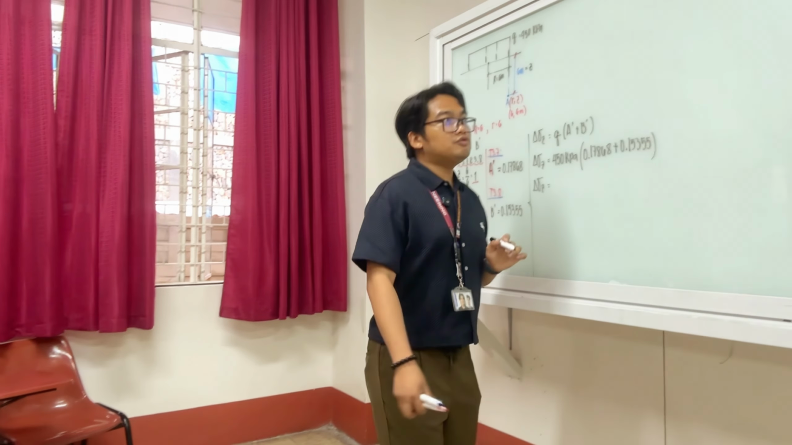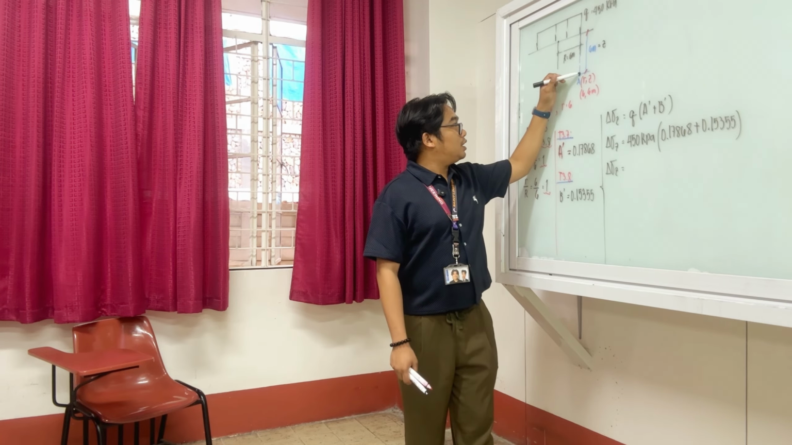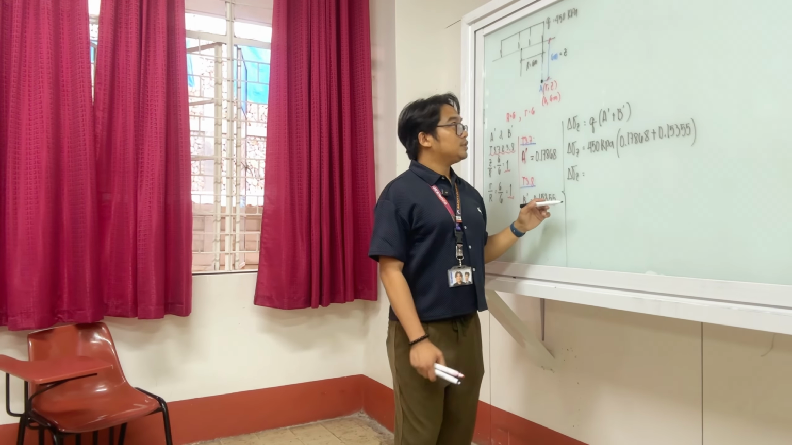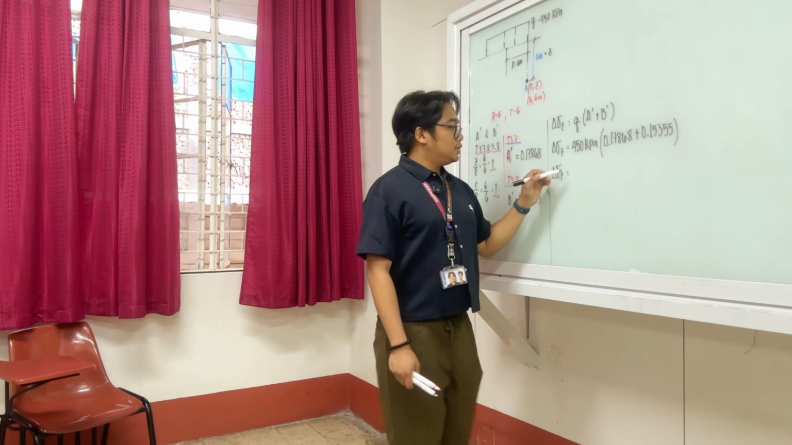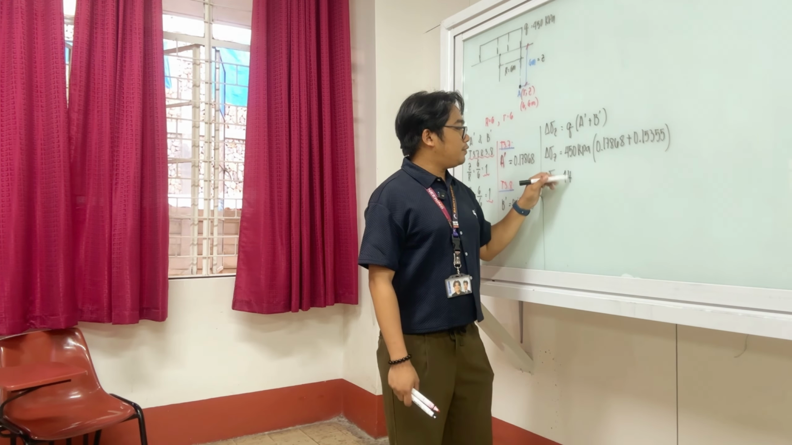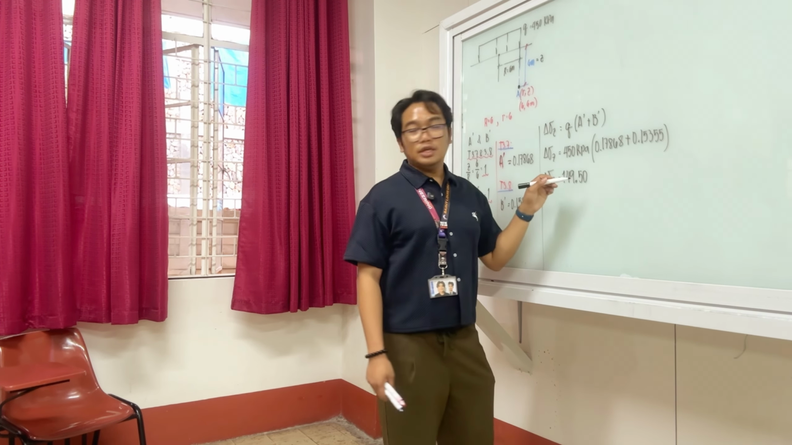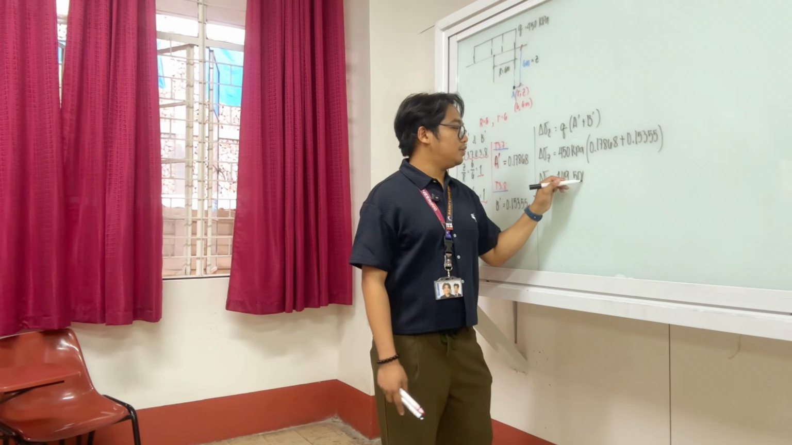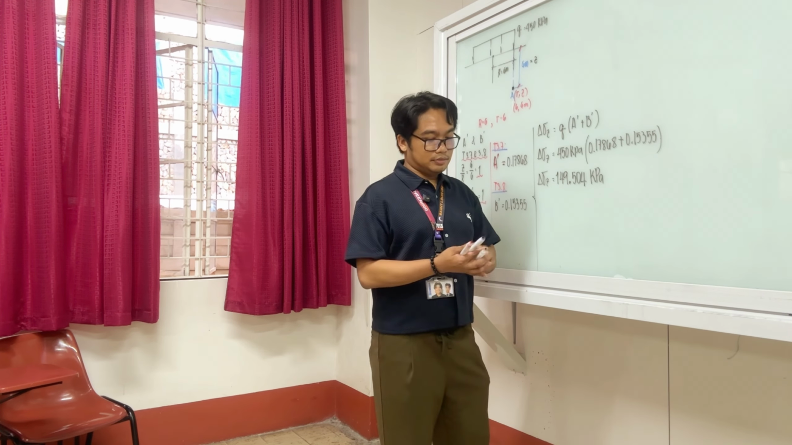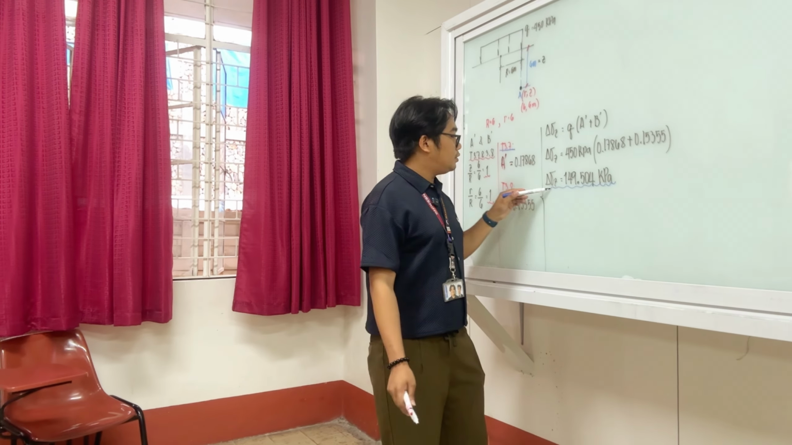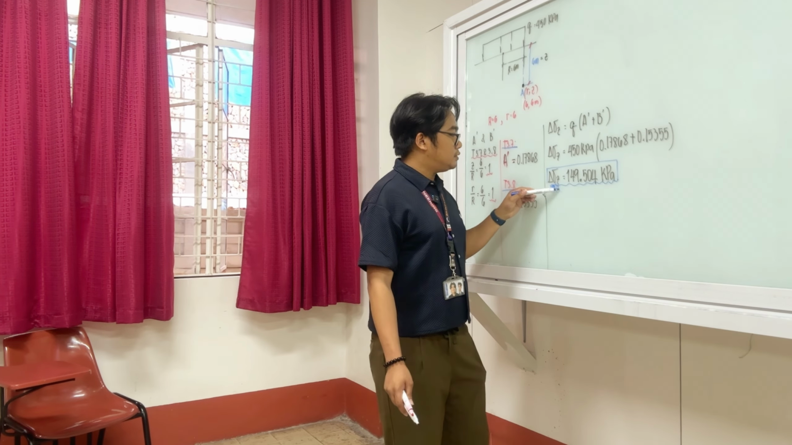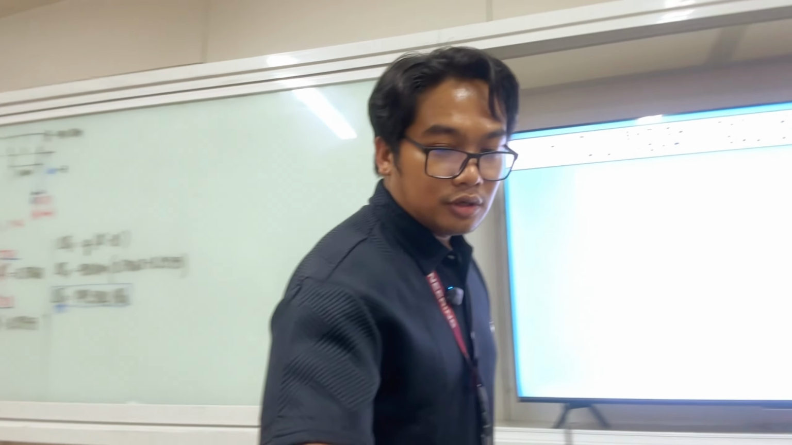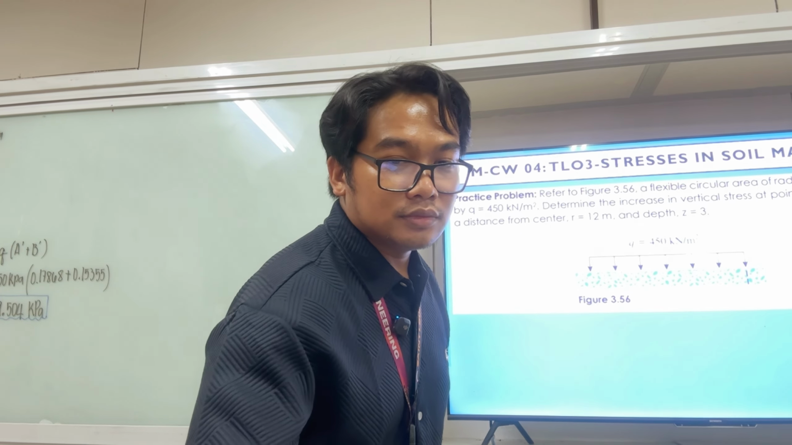Okay? So therefore, the increase in vertical stress due to a circular load at the specific location of point A is what? 149.50504 kilopascal. Okay? This would be your final answer. Are you following? It's clear.